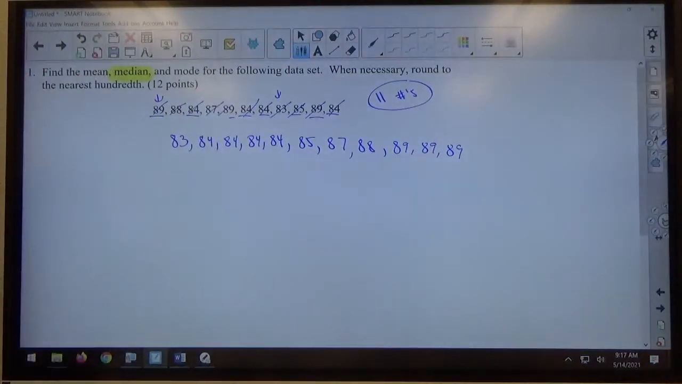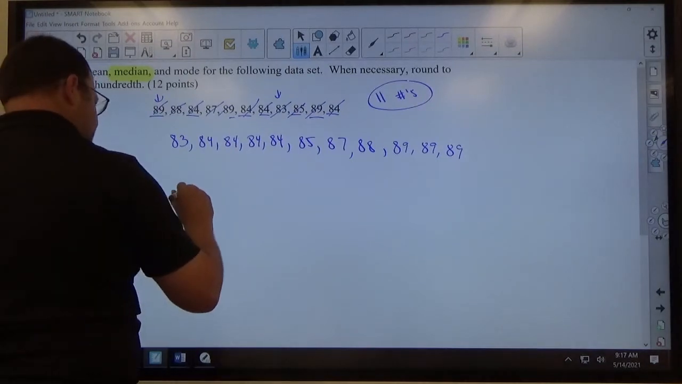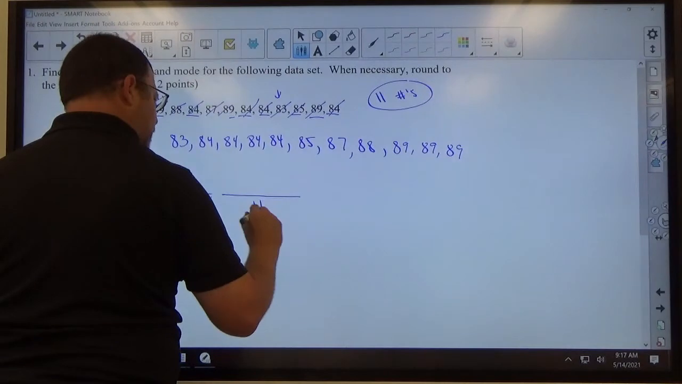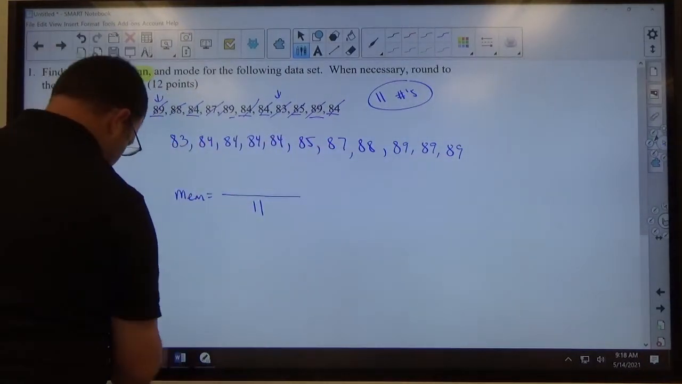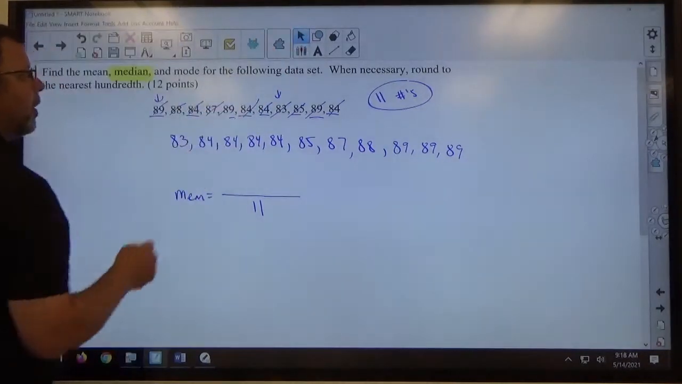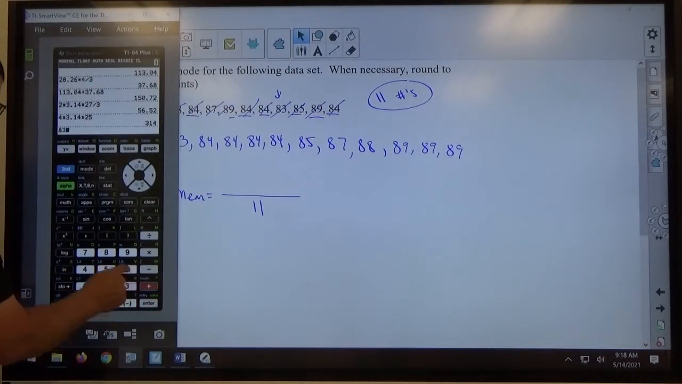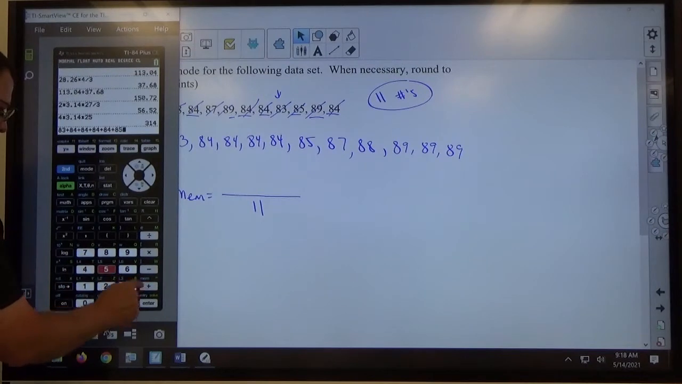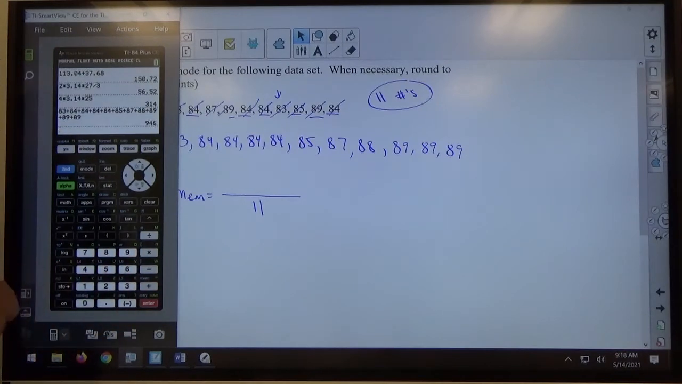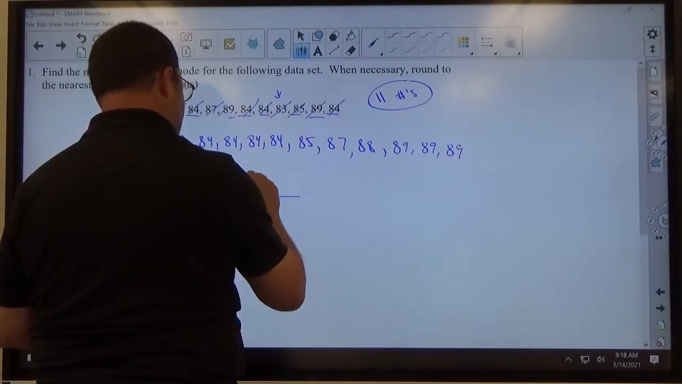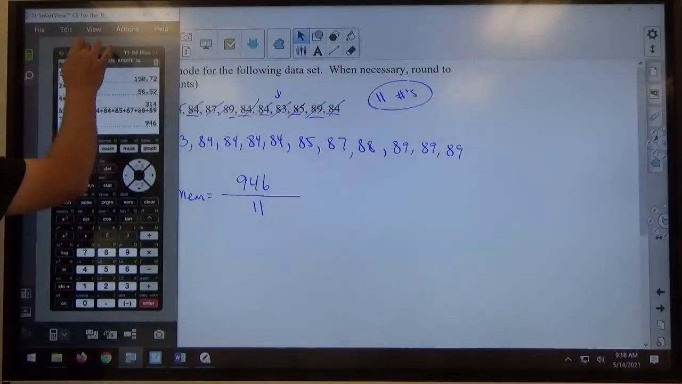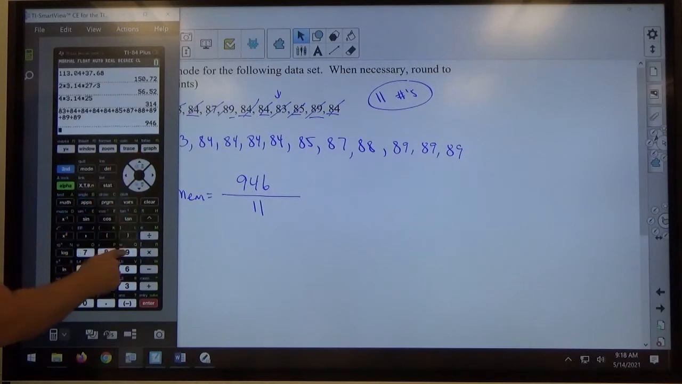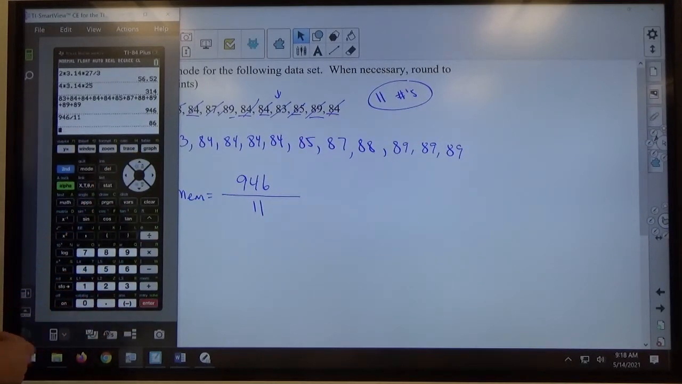Okay. So for the mean, I'm going to add everything up and divide by 11 because there's 11 numbers. So the mean equals something divided by 11, and the something is just the sum of all these numbers. I'm going to grab my calculator and punch it all in. So 83 plus 84 plus 84 plus 84 plus 84 plus 85 plus 87 plus 88 plus 89 plus 89 plus 89 equals 946. And then 946 divided by 11 equals 86.